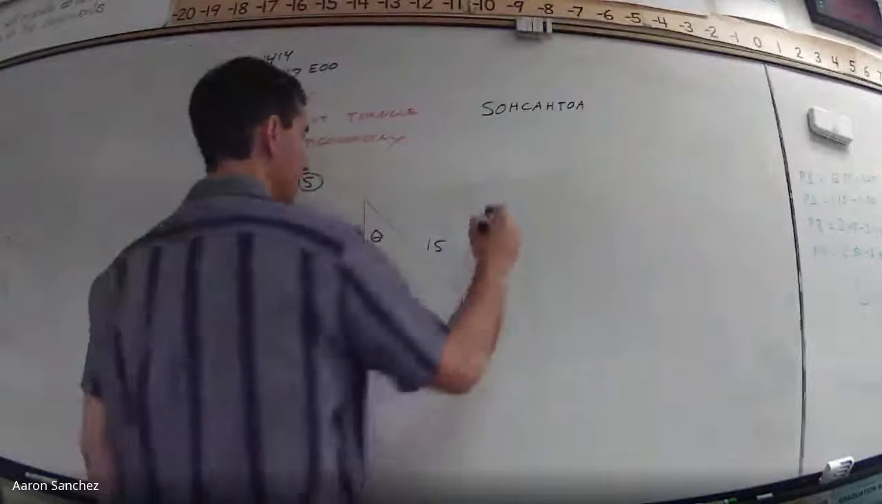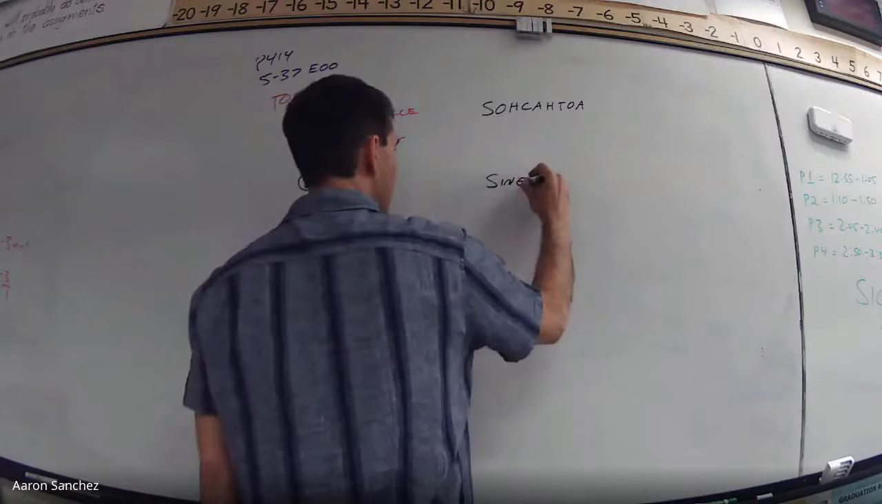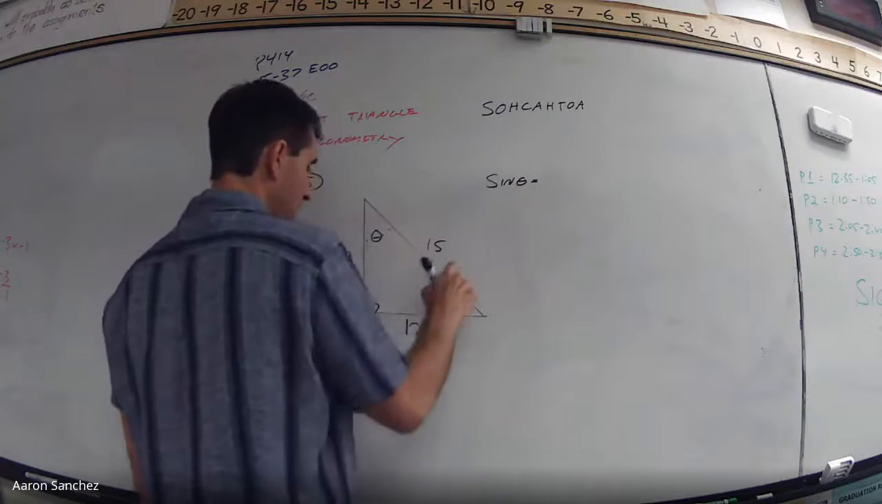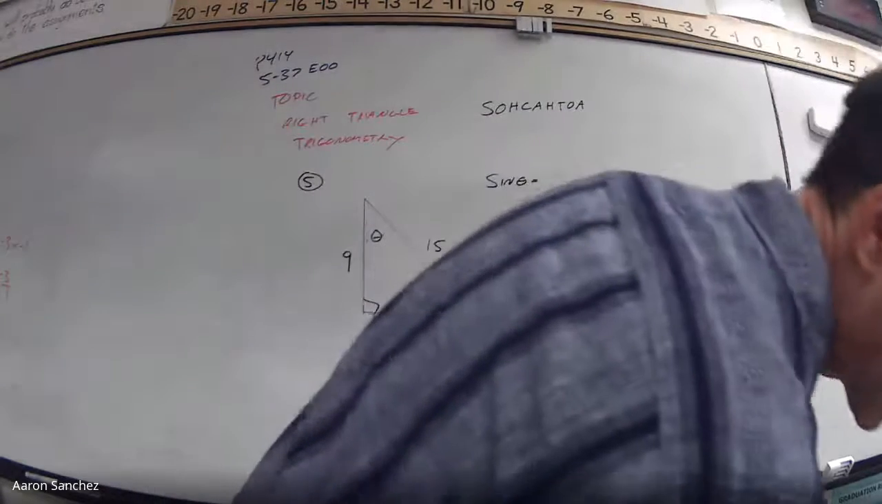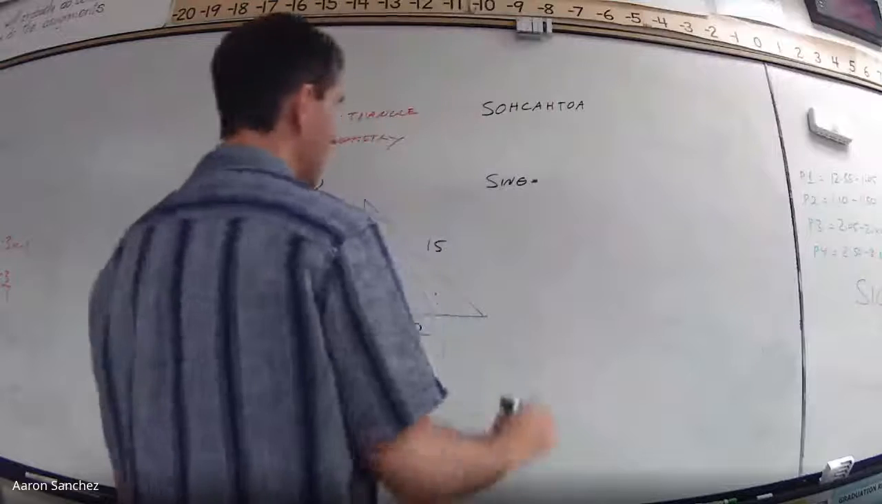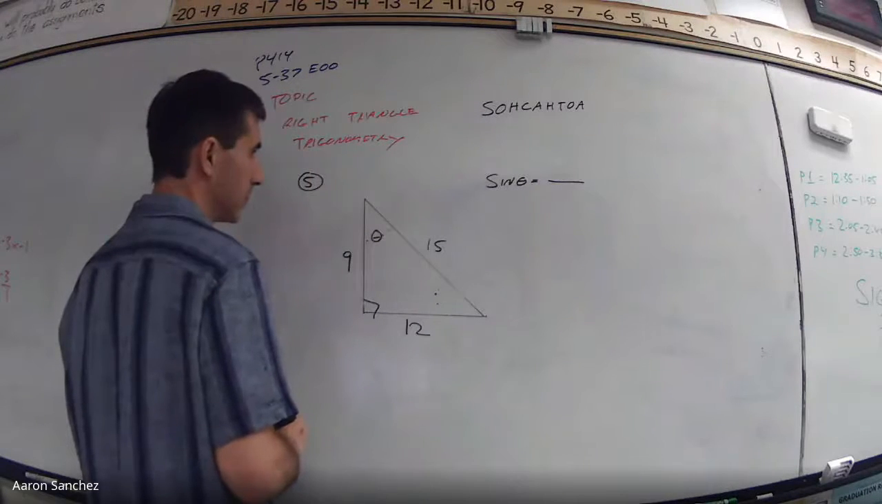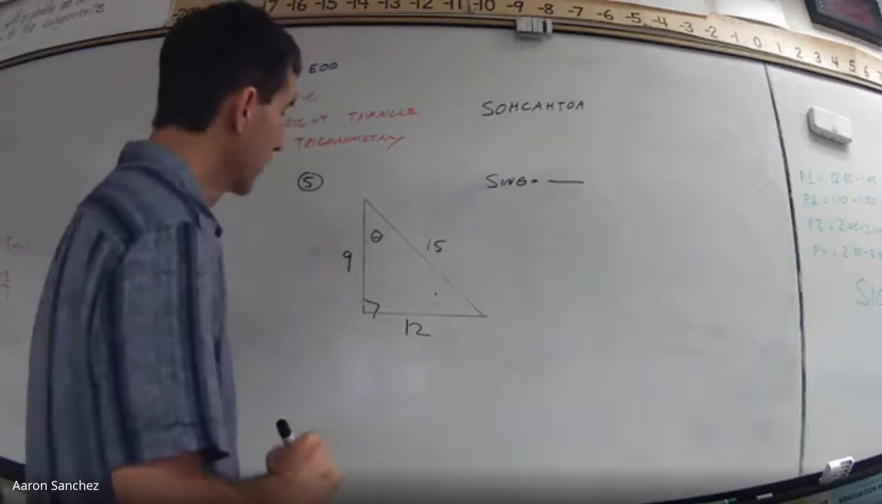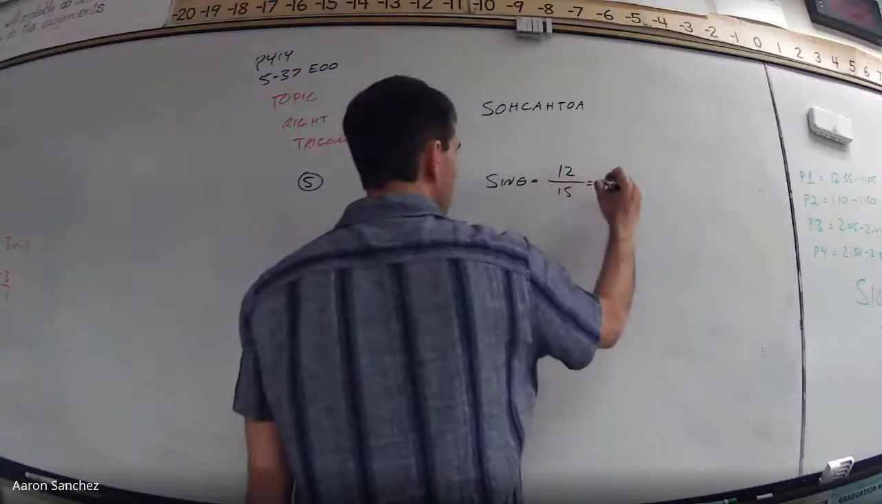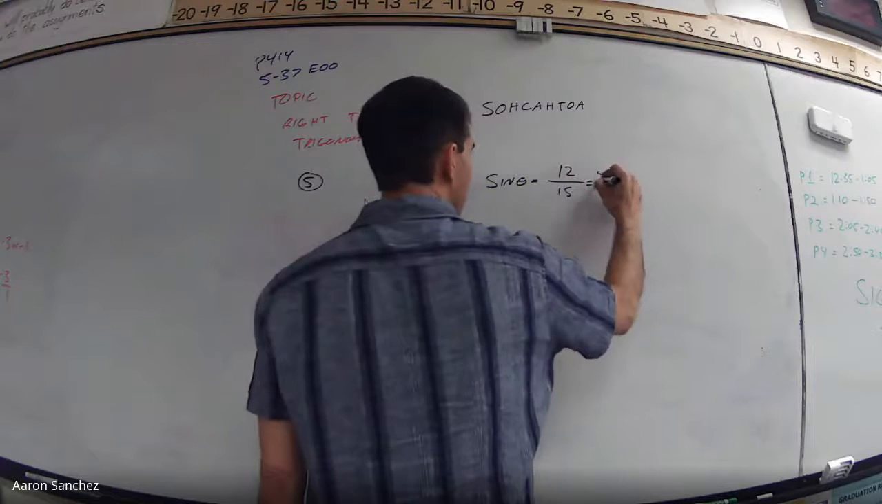Okay, so let's do sine. Sine of theta is opposite over hypotenuse. What's my sine of theta? Let's reduce it. Brett, what's my sine of theta? Opposite over hypotenuse. 12 over 15, which reduces, both divisible by 3, to 4/5.